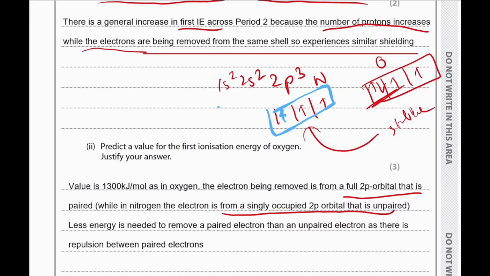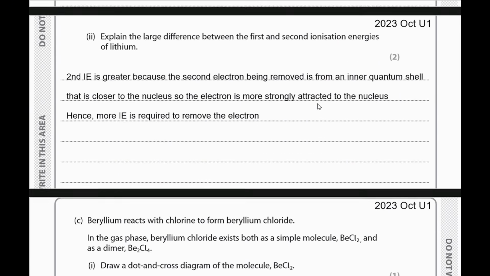So the energy required to remove an electron from oxygen is going to be less compared to an unpaired electron, as there is repulsion between paired electrons. If something is more stable, more energy will be required, and if something is less stable, due to the repulsion, and in this case oxygen is less stable because of the repulsion down here, less energy will be required to remove that electron. So that is why oxygen has a lower ionization energy than nitrogen.